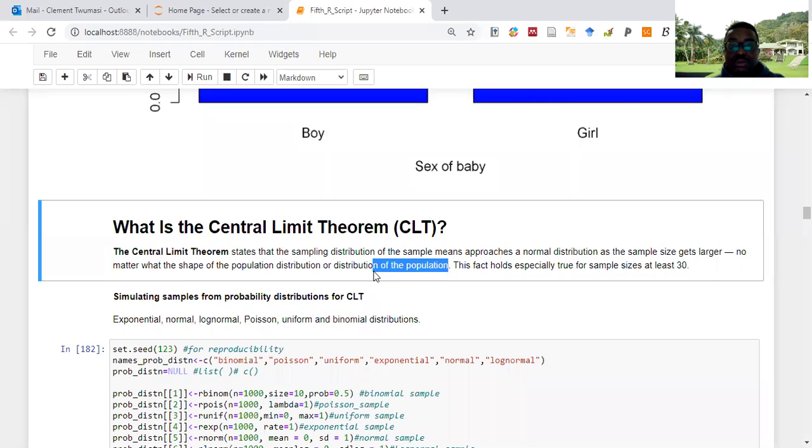So it means that whether it is a discrete distribution like binomial or Poisson, it should still hold. So let's check whether indeed it holds. And let's see what I found.